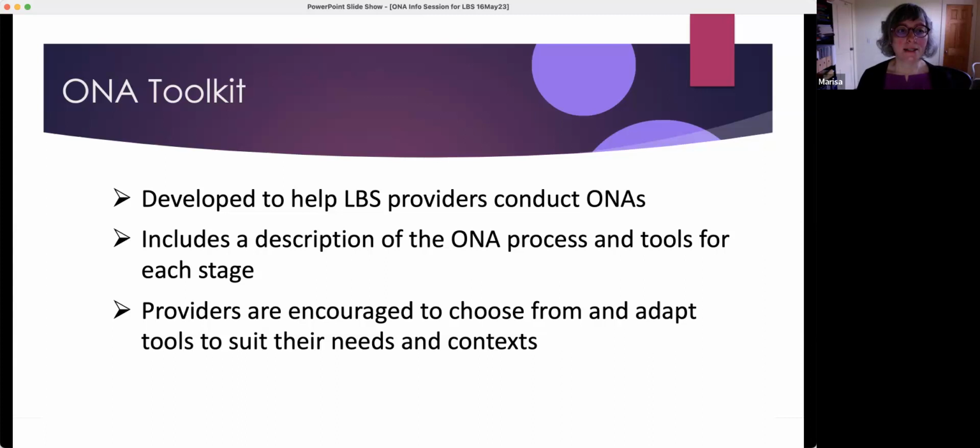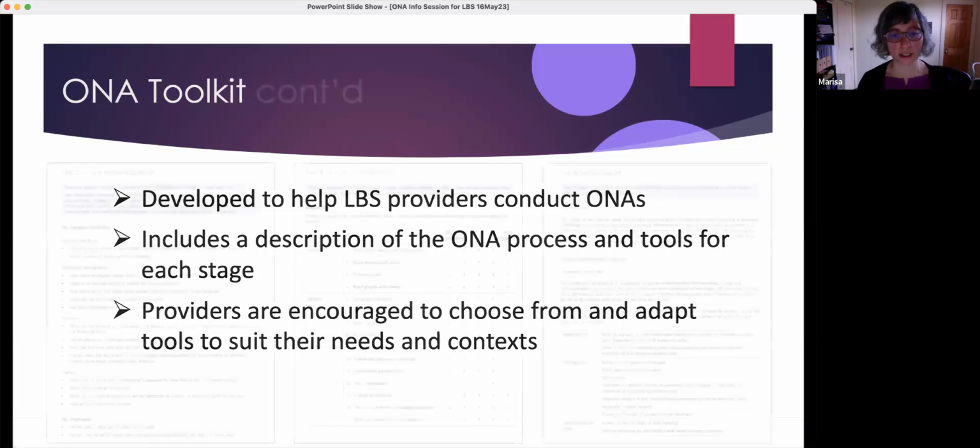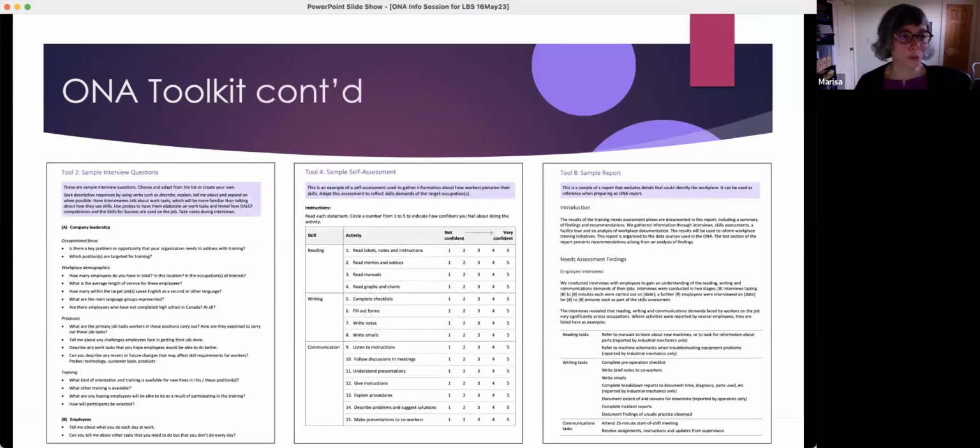The way it's designed reflects the flexibility that is inherent in conducting ONAs. So the providers who are using that ONA toolkit are encouraged to choose from, adapt from those tools, use them however works given the employer that they're working with, given the questions that they have. So it's essentially built with flexibility in mind. And I'll show you some of the tools to give you a sense of what I mean.